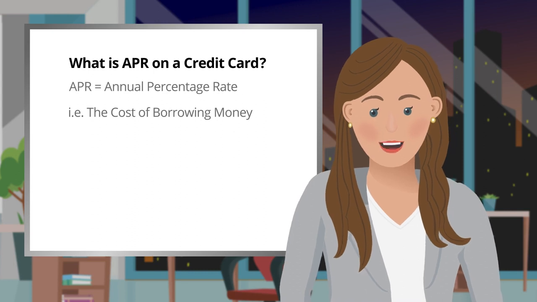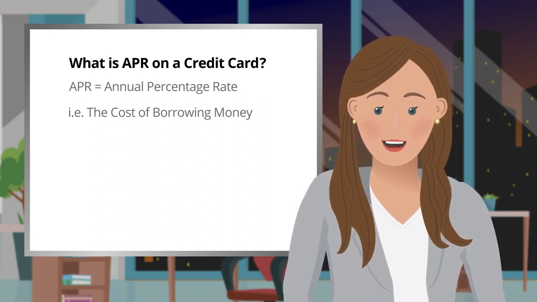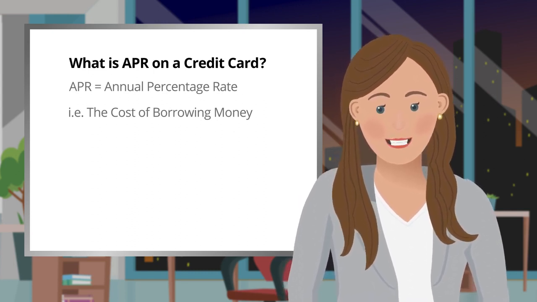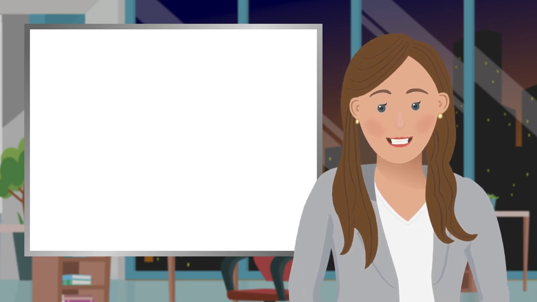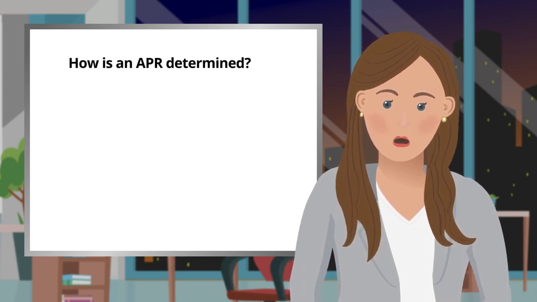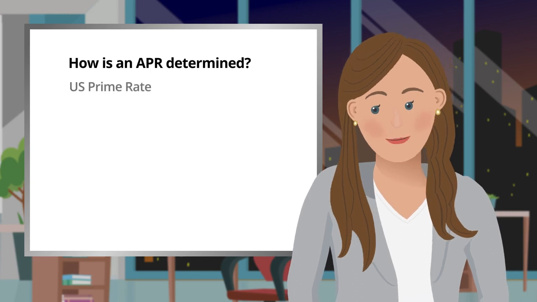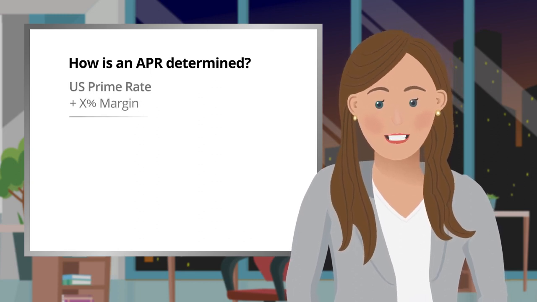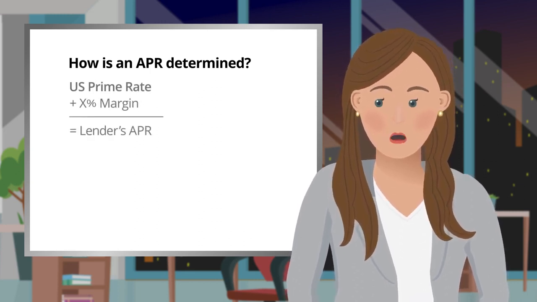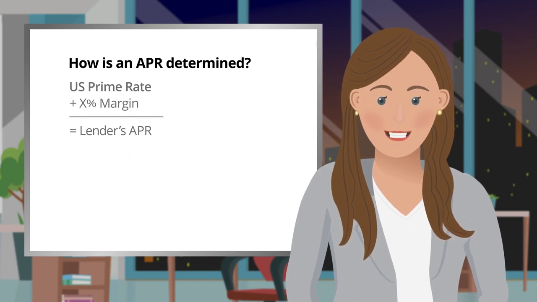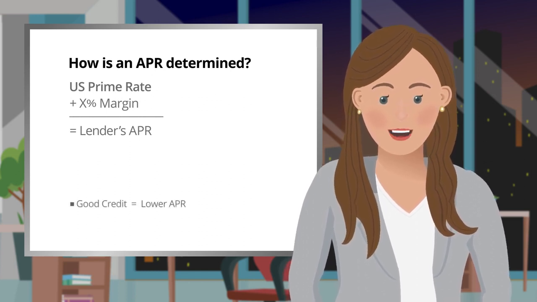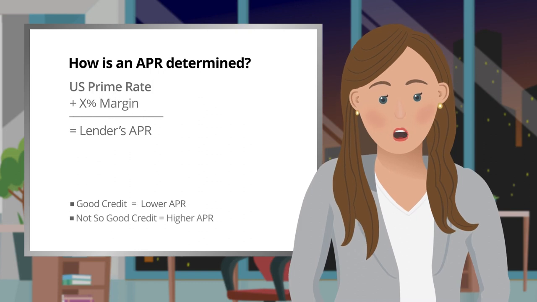With a credit card, the higher the APR, the more you can typically expect to pay in interest if you finance your purchases. To determine APR, many credit card issuers start with a financial index, such as the U.S. prime rate. Then they add a margin of percentage points to determine their particular annual percentage rate. Generally, credit card applicants with good credit are offered lower APRs than those with credit that's not so good.